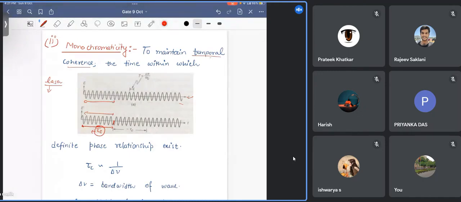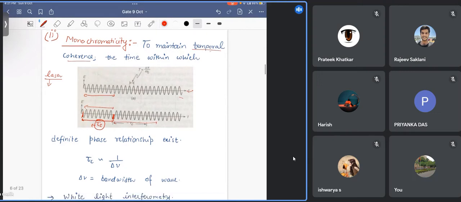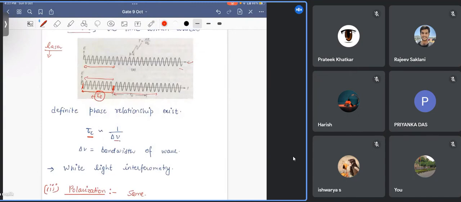So within this region you can see an interference pattern, and here the interference pattern will get lost, so you will not see it, and then you see it again when the relationship is maintained. So the temporal coherence is a function of bandwidth. Here bandwidth is represented in terms of frequency, but you can also represent it in terms of wavelength.